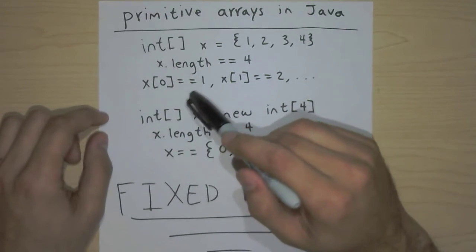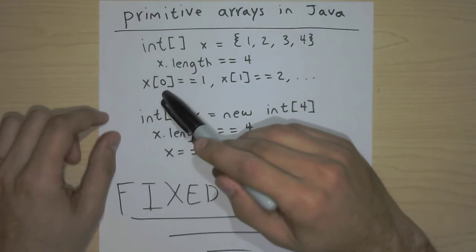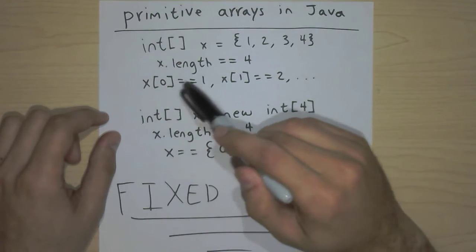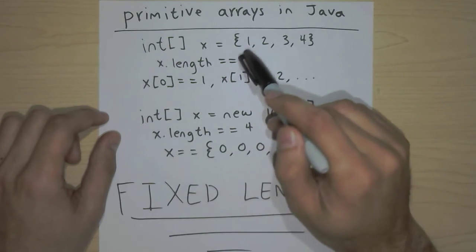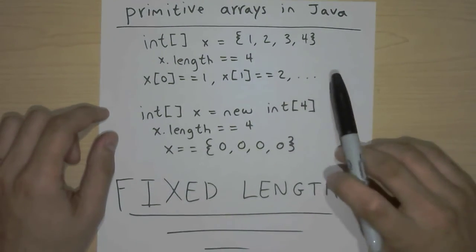And just like in Python, indexes work the same way. The first element is a zeroed index, and you can access it using square brackets. So x of 0 in square brackets is equivalent to 1, x of 1 is 2, and so on and so forth.